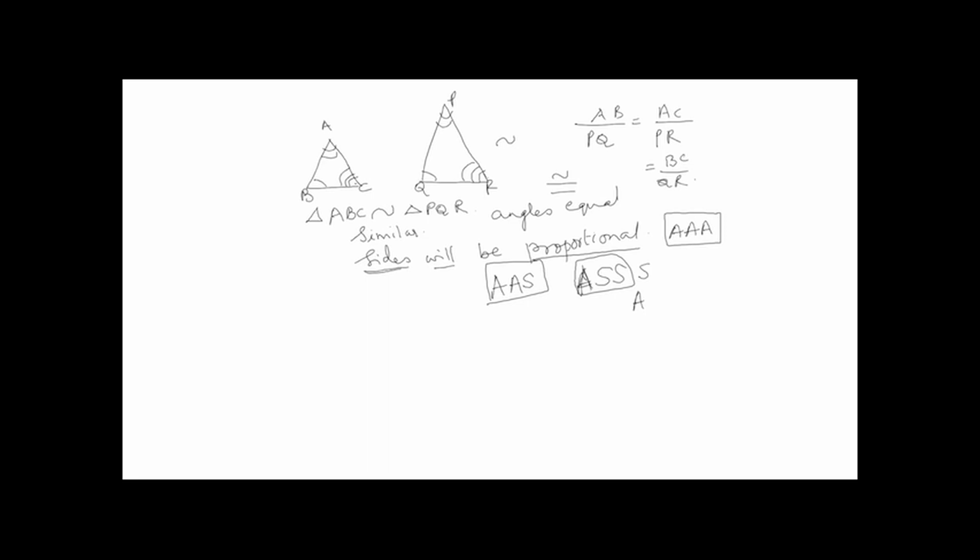Okay, construct two triangles ABC and PQR, such that angle A equals angle P, angle B equals angle Q, and BC equals QR. Then you keep one on top of the other and check whether they will overlap or not. If they overlap, yes, it is there. Otherwise, it is not there. Okay.